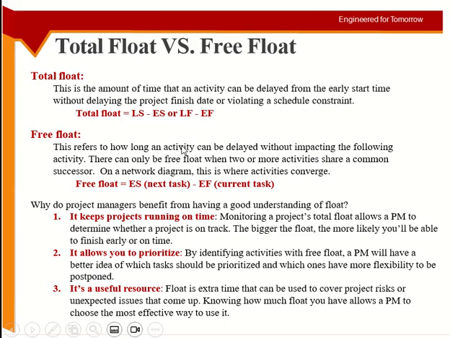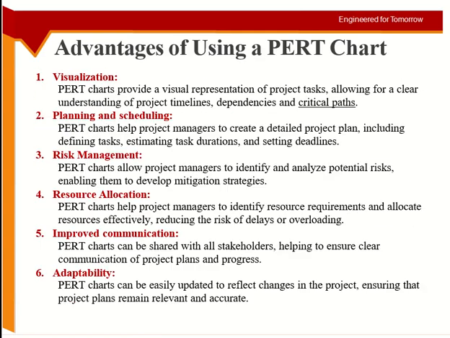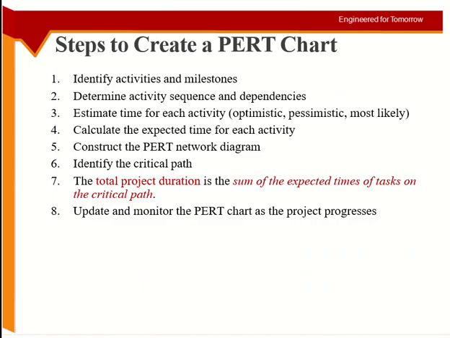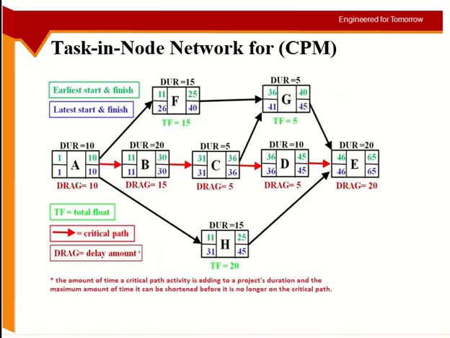And the free float is the early time of the next task minus the late time of the earlier task. Okay, let me show it here. So again, pay attention. If I want total float, you can see total float is 15 here, right? So how did I get this? 40 minus 25, 15. And 26 minus 11, 15. Any one of them should give you the same answer.